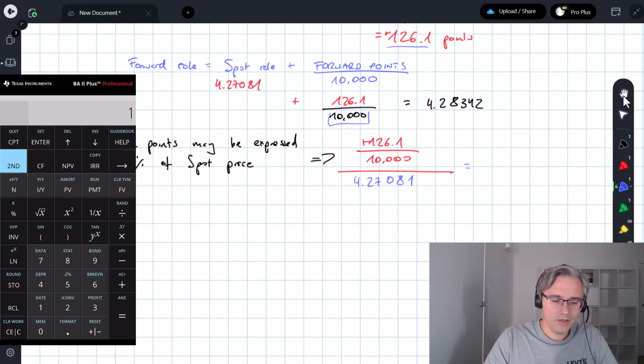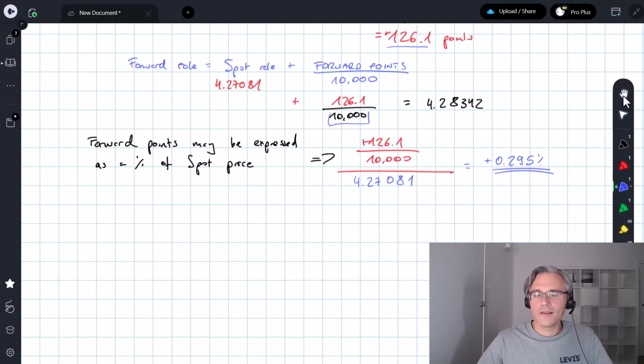126.1 divided by 10,000. When you keep talking and doing something on the calculator, that may easily be the grounds for a mistake. Divided by 4.27081. No, I think that's fine. Okay, so it's 0.00295, and if you were to express this as a percentage, I hope you agree this would be positive, but 0.295, more or less, of a percent. So you can easily use that to compute the forward rate, because the forward rate is going to be higher than the spot rate by this much.